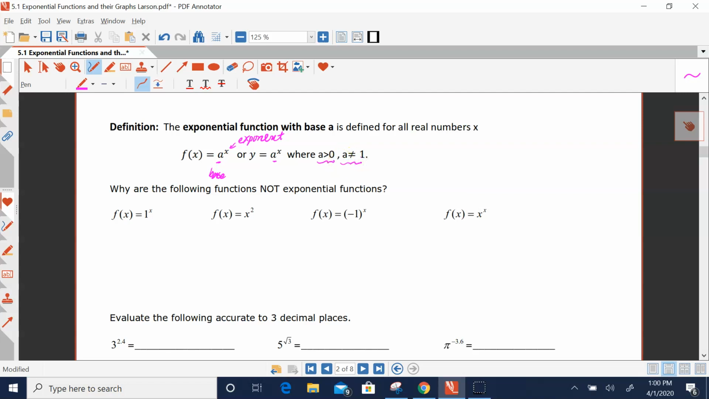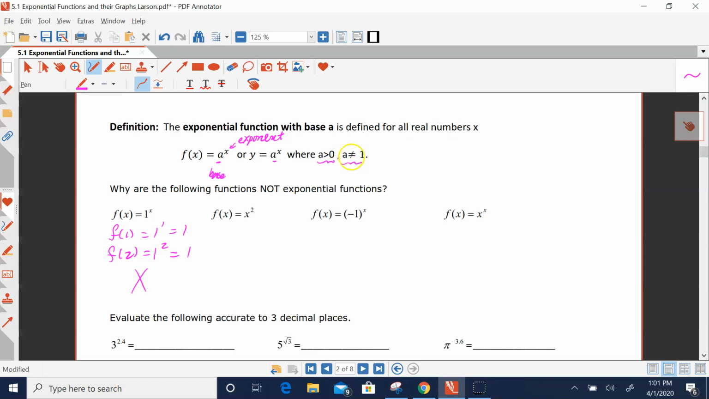Now, let's just investigate why we have to have those two restrictions. First off, what if the base was 1? And I started plugging in some values of x, like f of 1 and f of 2. What's going to happen when you take 1 and raise it to a power? It's going to always be 1. So this case we don't consider when we're working with an exponential function.